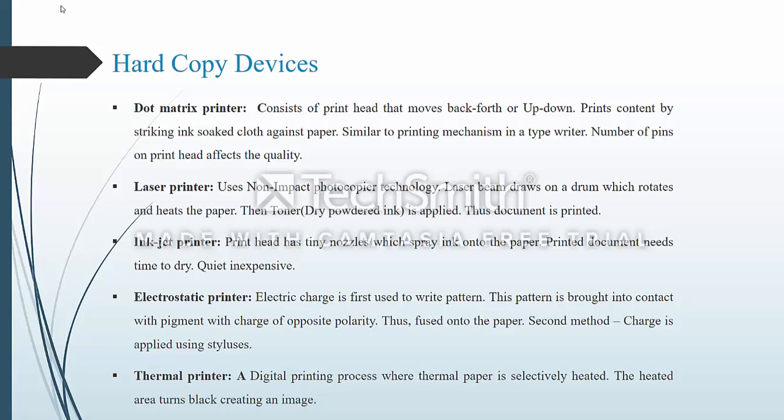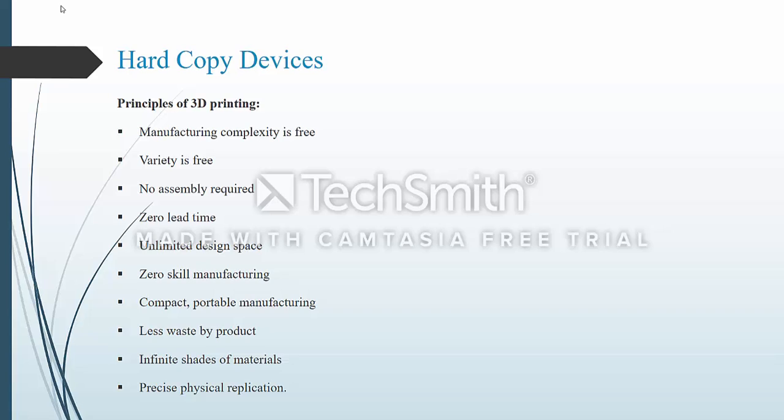Let us look into the electrostatic printer a bit more. Here, the image is first written as a pattern of electrostatic charge and is then made visible by bringing the pattern into contact with particles of pigment that carry a charge of opposite polarity. The pigment is only attracted to the charge pattern and hence fuses to the paper. Second method, as we have already mentioned, the stylus thermal printer, a digital printing process where thermal paper is selectively heated. The heated area turns black, creating an image.